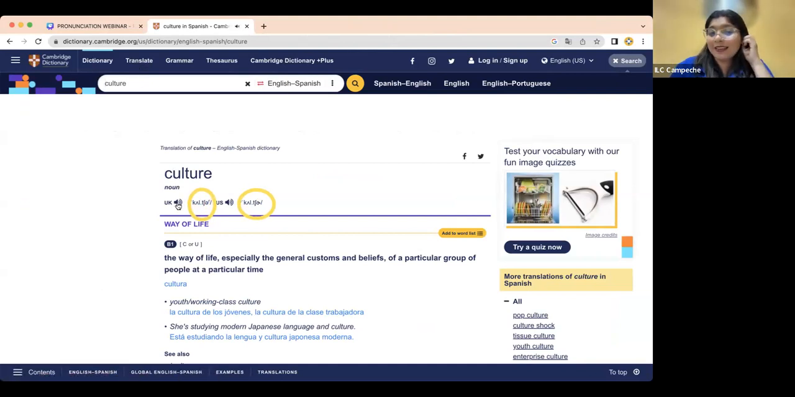Culture. That's the British culture. Maybe it doesn't sound the R. Let's hear the US. Culture. It sounds a little bit more. All right. So basically in the US, they tend to pronounce a lot the R. So please try to, I don't know if I answered your question, please. I hope I did.